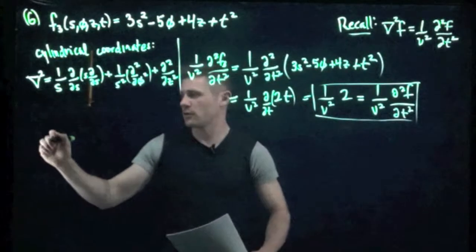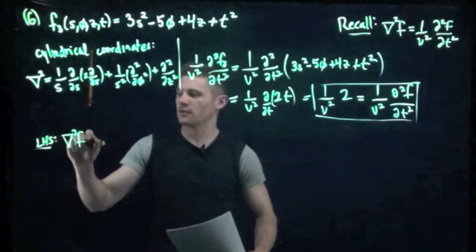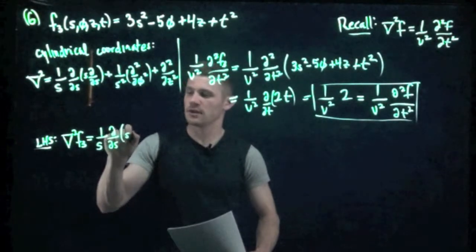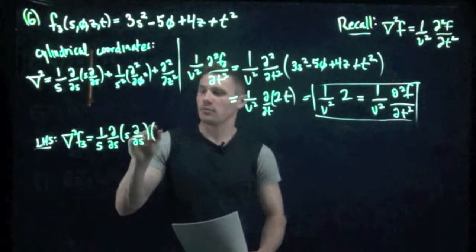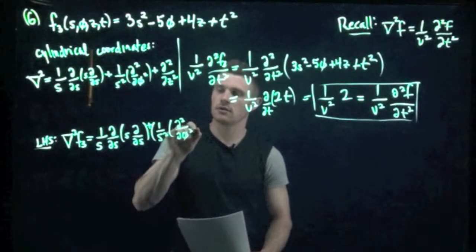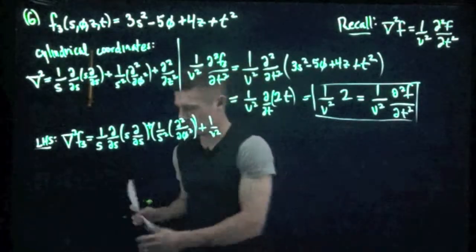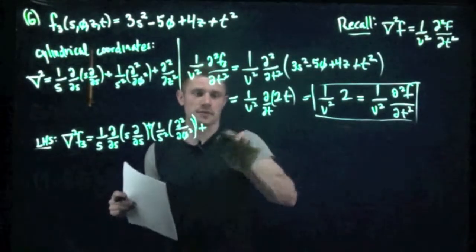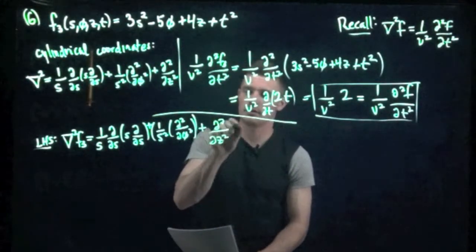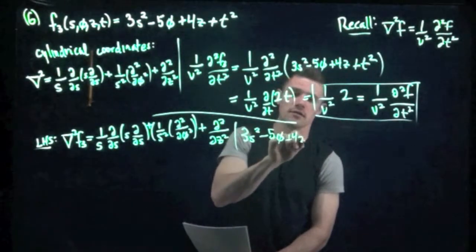Okay, so now the left-hand side of our equation, we'll start way over here since we have to write a big expression. We want the Laplacian of our function f3, and this is given by 1 over s ∂/∂s (s ∂/∂s), plus 1 over s² ∂²/∂φ², plus ∂²/∂z² of our function, which is 3s² − 5φ + 4z + t².